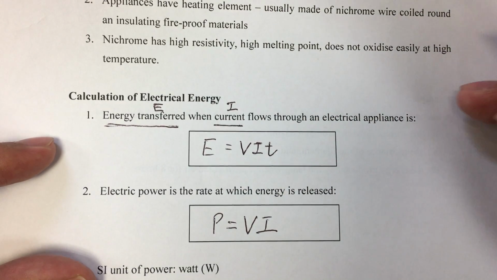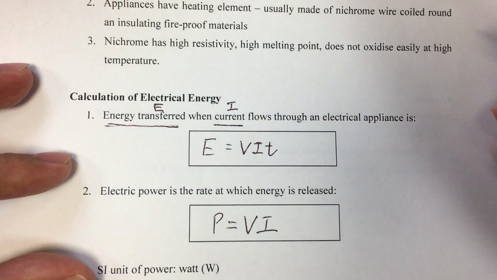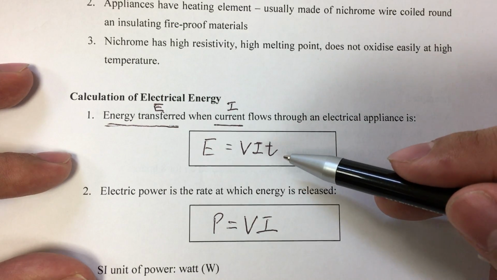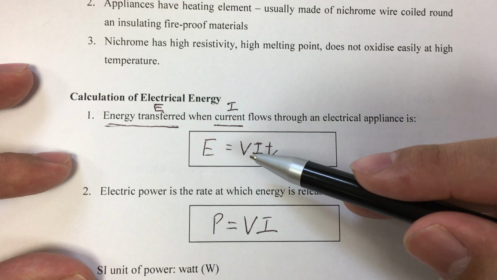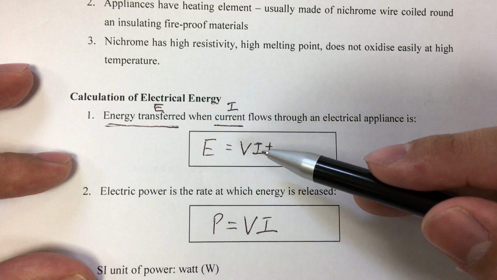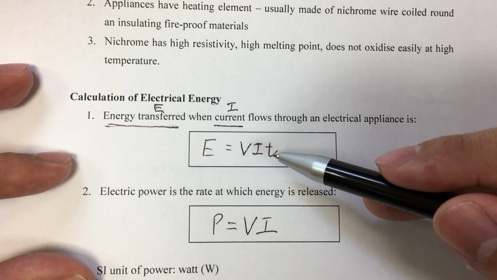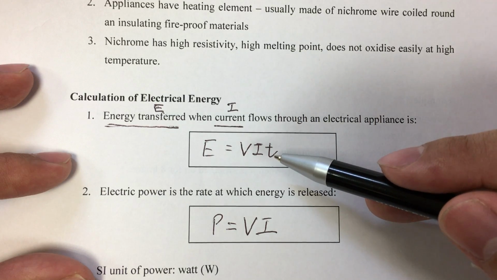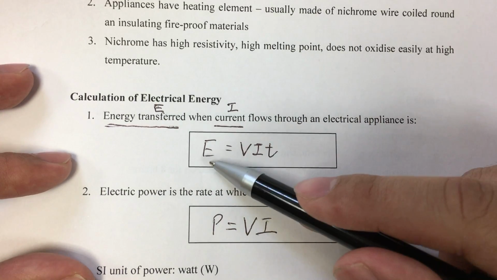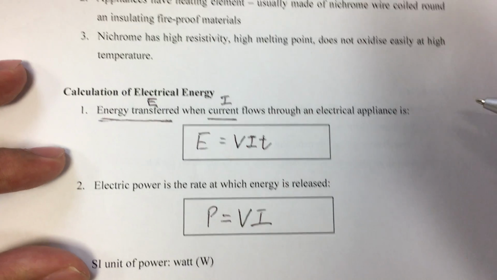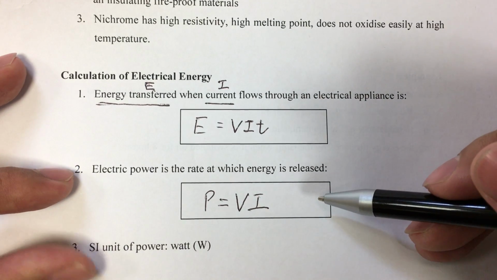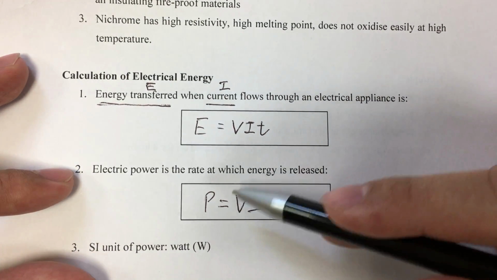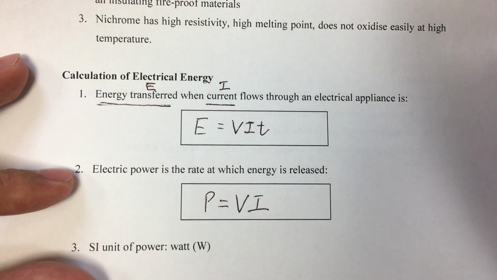So for energy transferred when current flows through an appliance, we are looking at VIT, which is potential difference times the current flowing through the appliance multiplied by the time taken to continue to work the device. This is the energy that is transferred. Next is the electric power. Electric power, usually we will remember it as power equals V times I.